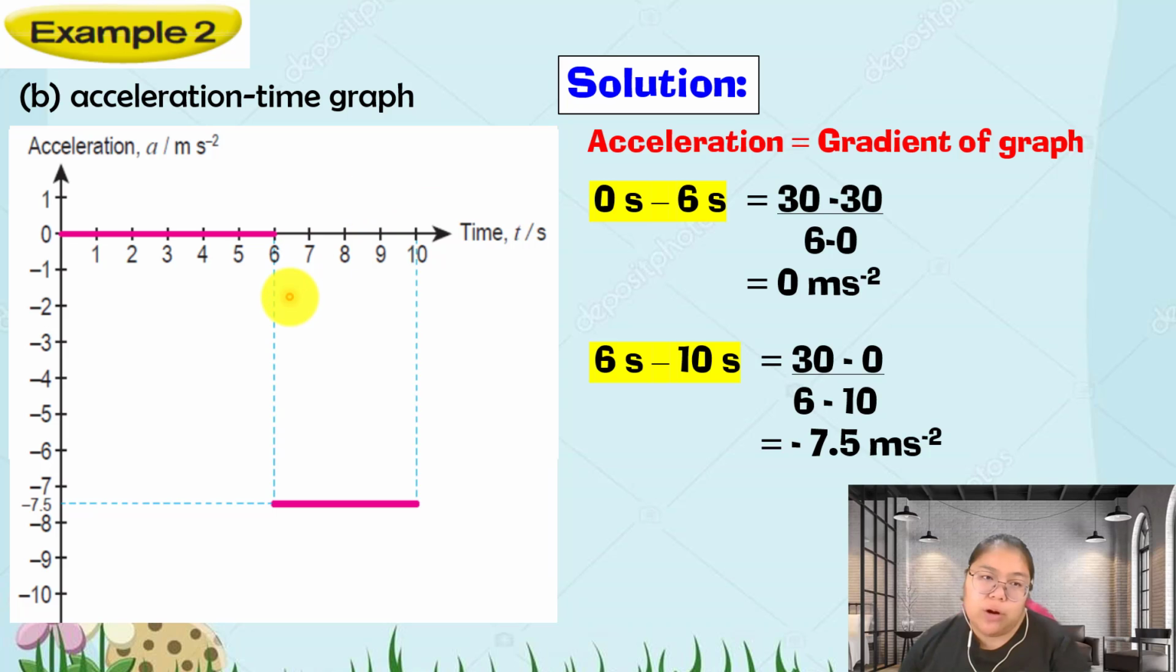So when I want to convert to the acceleration-time graph, starting from 0 to 6 there's 0 acceleration. For 6 to 10, we find negative 7.5, so I need to draw negative 7.5. This situation means the object is now moving in the opposite direction to its motion, meaning it is slowing down.